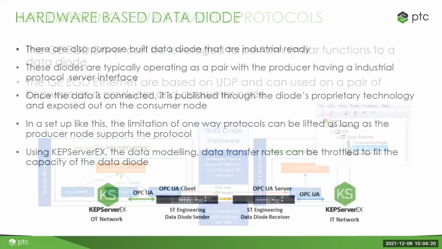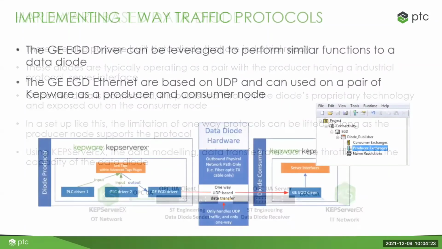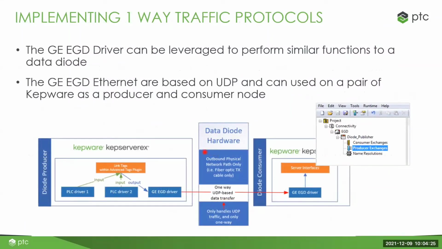This really is meant for general data diodes that do not have OT capabilities. What you will do is have your access aggregated to a copy of Kepware, and then you will have another Kepware on the other side. Then you set them up as the diode producer and the diode consumer using the EGD driver, and then you pass the data across the data diode.